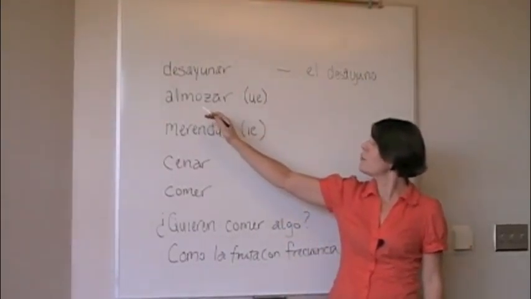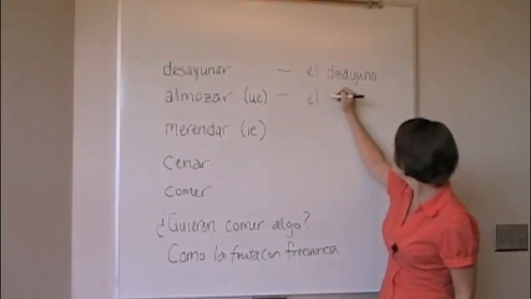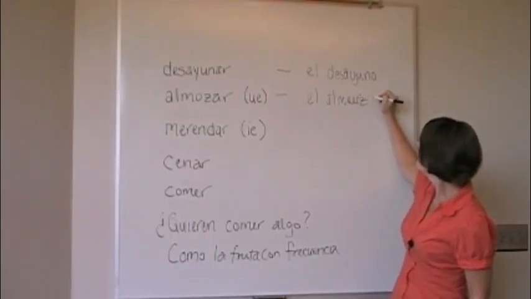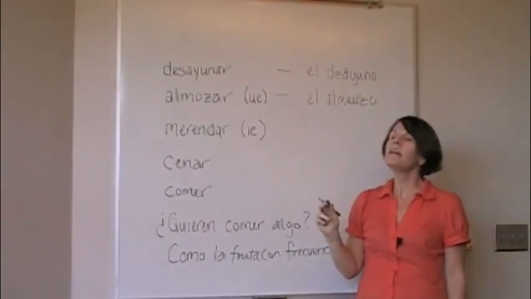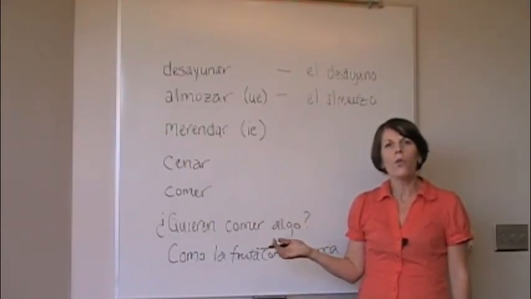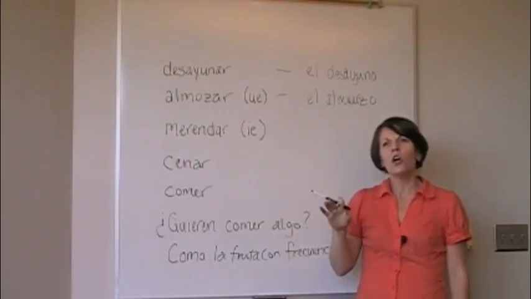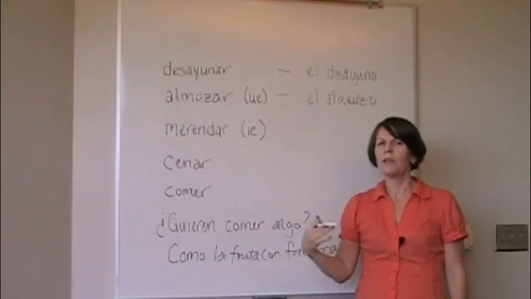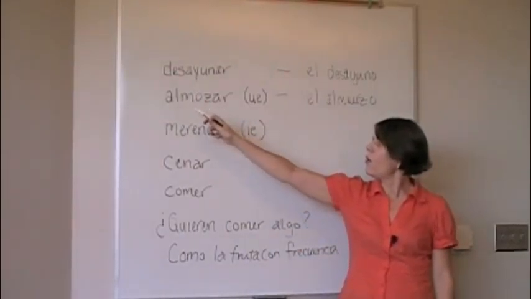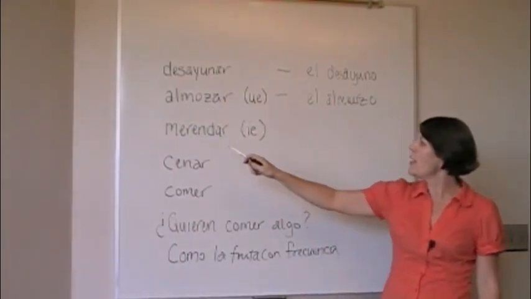The same is with almorzar. Okay, so there's the noun form, el almuerzo. Okay, and I can say almuerzo un sándwich todos los días. I eat a sandwich for lunch every day, but you can't say como un sándwich para el almuerzo, or at least it sounds really funny. And so Spanish speakers would almost always prefer to use the verb itself.